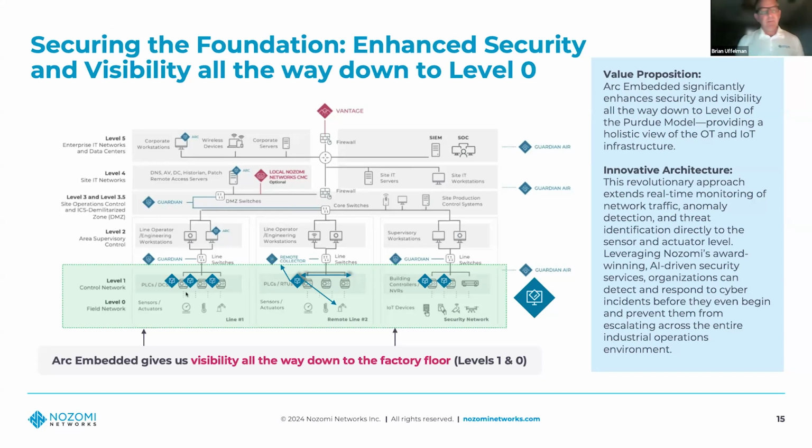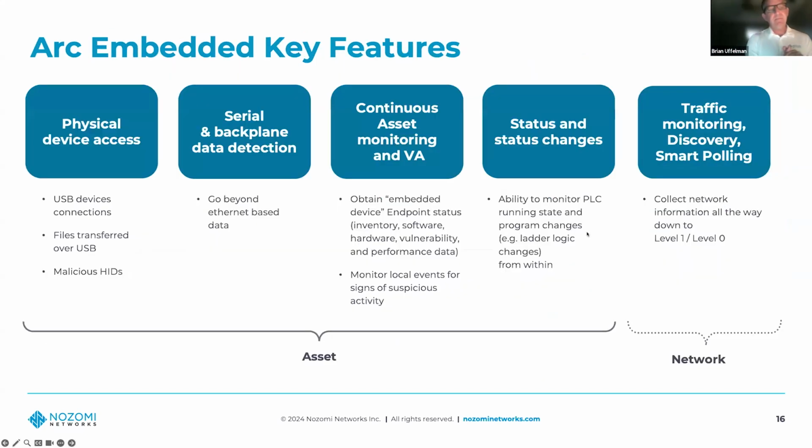It's a revolutionary approach. We are the first to market with these capabilities, and it leverages our award-winning AI capabilities as well in order to provide better anomaly detection, better threat mitigation. And because we're sitting all the way down at the footprint of the network, it gives us the ability to respond faster to anomalies and threats. And that's one of the major advantages of the solution. And Gabriele, I'm going to pass it back to you to walk through some of the key features here.